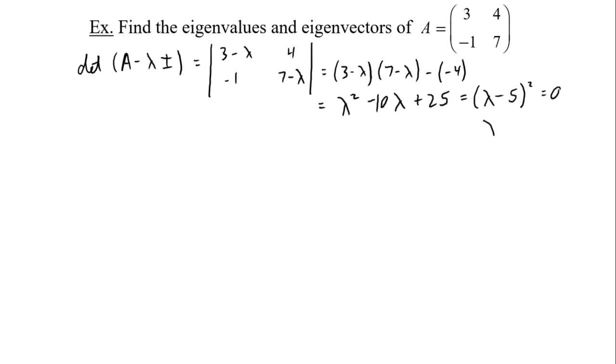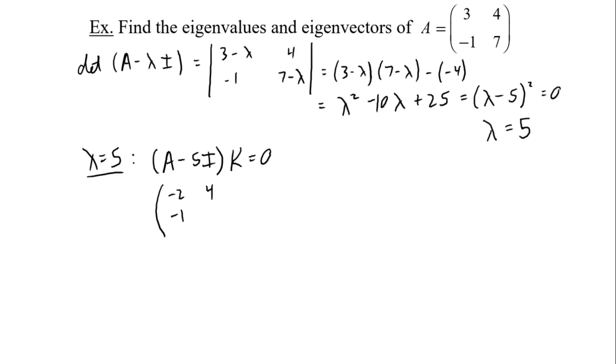And so in this case, I only got one eigenvalue, which is 5. It's fine. It's okay. We just got one eigenvalue. Nothing wrong with that. Let's find the eigenvector that goes along with it. So if lambda is equal to 5, we're going to do A minus 5I times k is equal to 0. So if I subtract 5 from the main diagonal, I get negative 2, 4, negative 1, 2 times k, which here there's only two entries, a and b.